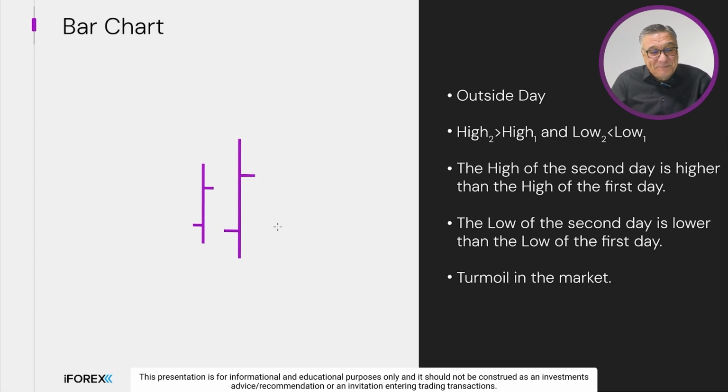Good. And last, the outside day, higher high, a lower low. So the high price of the current bar is higher than the previous high, and the low price of the current bar is lower than the previous low. Good. So what does it mean? It means that there is high volatility in the market, there is turmoil in the market, and perhaps this is a situation in the middle of high impact news.